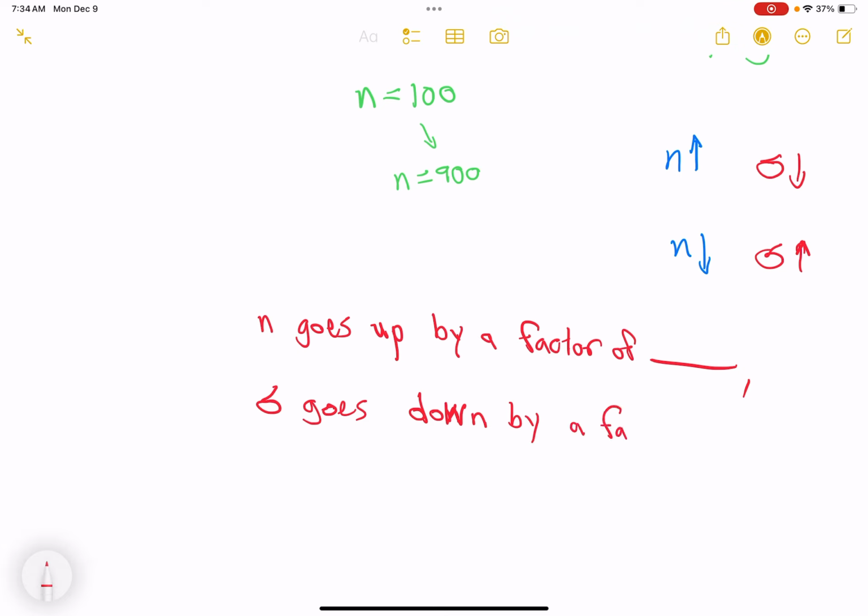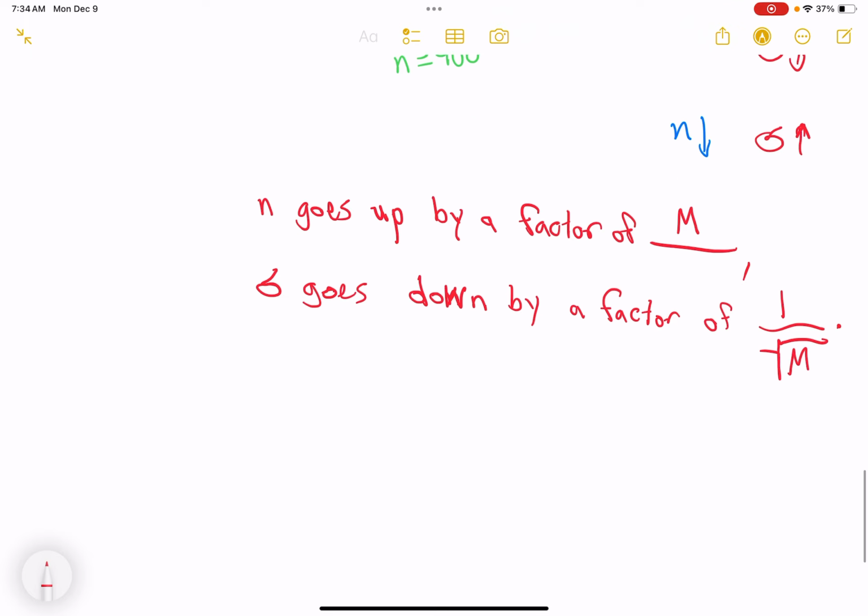by a factor of 1 over, and actually I'm going to give blank a variable. Let's just call it m for Mays, by a factor of some amount. Standard deviation goes down by a factor of 1 over the square root of that amount. So in the case of number 13, your sample has gone from n equals 100 to n equals 900. That's a factor of 9.